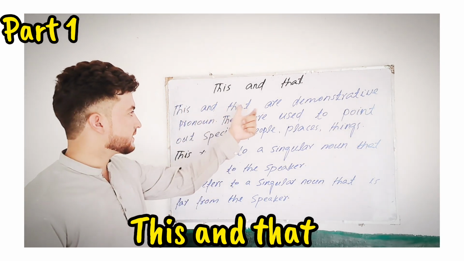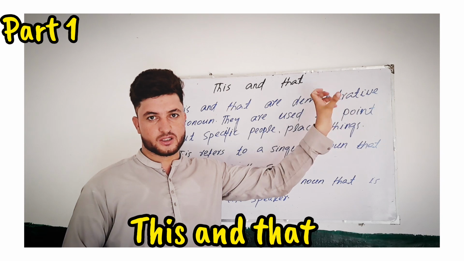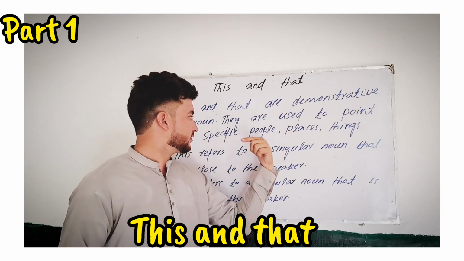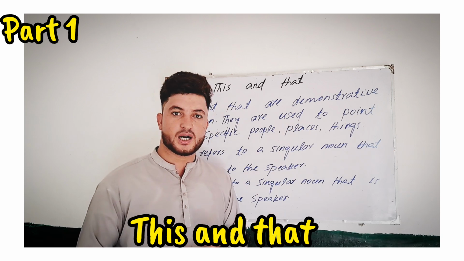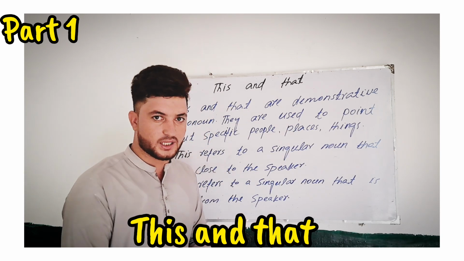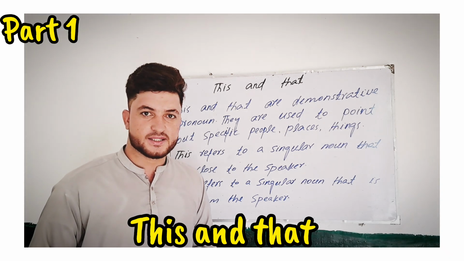So this and that are demonstrative pronouns, and they are used to point out specific people, places, things. They point out something or places or people also.